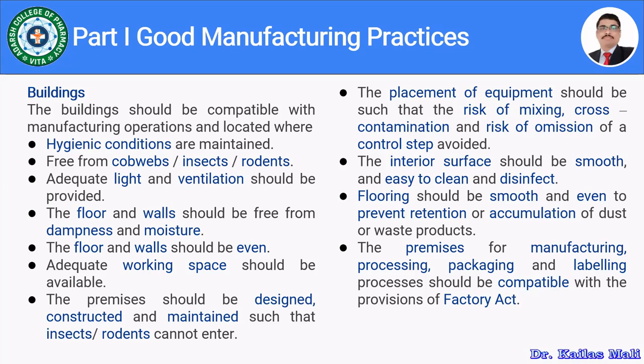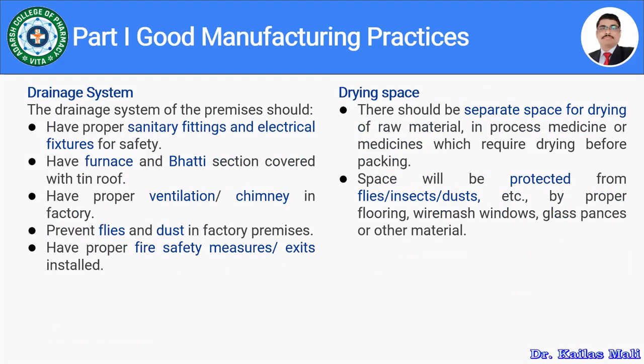Then the premises for manufacturing, processing, packaging, and labeling should be compatible with the provisions of the Factory Act. Whatever premises are being constructed for the manufacturing, processing, packaging, and labeling of the ASU drug should be compatible with the provisions of the Factory Act. So this is about the building specifications given under Part 1, Good Manufacturing Practices, Schedule T. Let us see the drainage system.